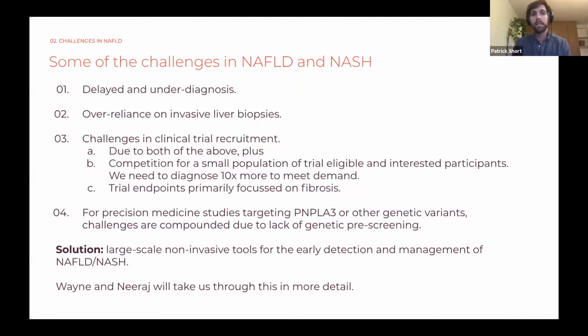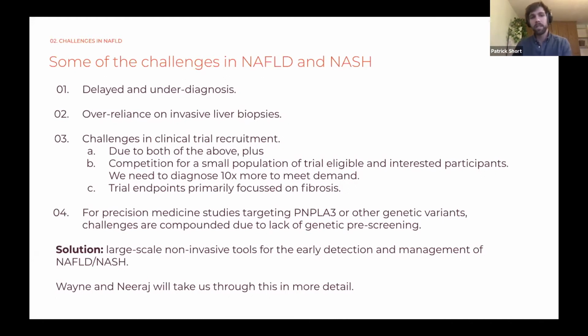I just want to highlight some of the challenges from our perspective based on the work we've done and in our understanding in NAFLD and NASH. Probably the biggest one is delayed and underdiagnosis, and I think we're going to spend a lot of time on this today because this cascades to all of the other issues. One other big issue is the over-reliance on invasive liver biopsies, and I think we're going to talk about some non-invasive technologies and the way this can enable some larger scale efforts to screen patients.